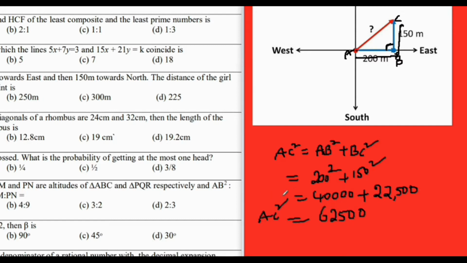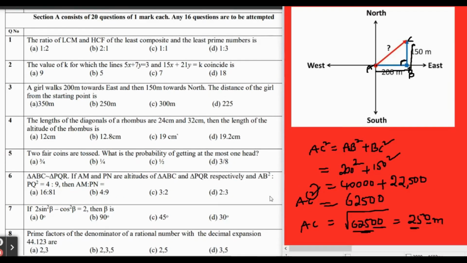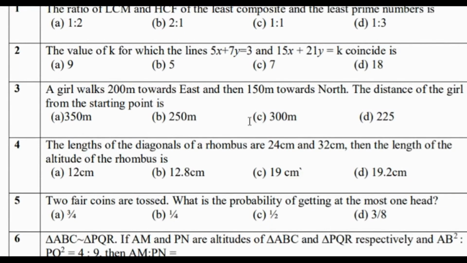As we require the distance between A and C, the square goes to the other side and becomes a square root. So the square root of 62,500 is nothing but 250. So the correct option for the third question is 250 meters, Option B.